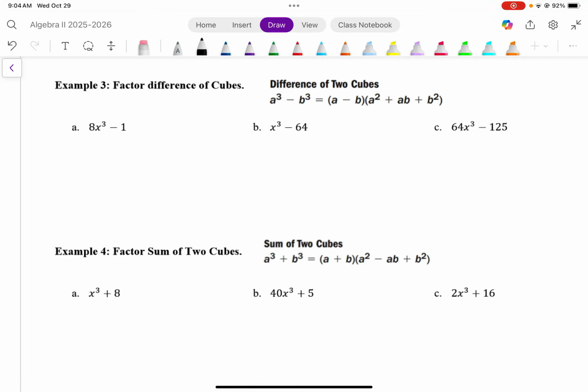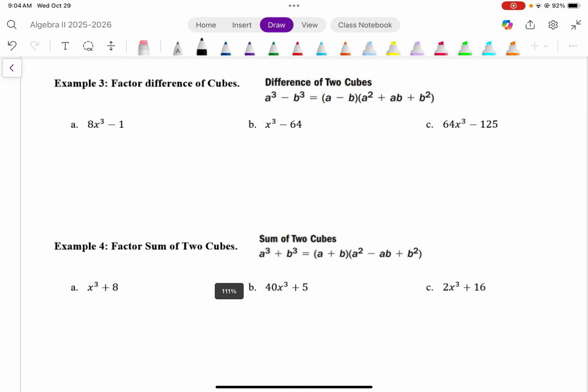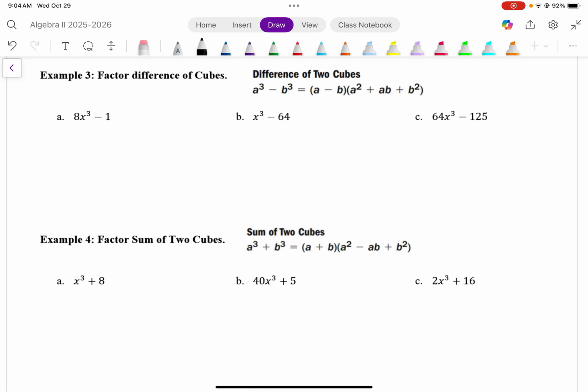Okay, for this next part of 5.2, we're going to talk about factoring difference of cubes and sum of cubes. And we're going to do them together so you can see the similarities between them. And then if you need more examples, there will be a second video going over the last examples for this. With that, let's look at difference of cubes first.